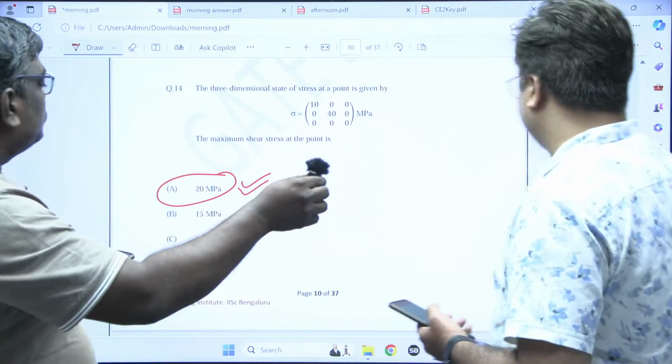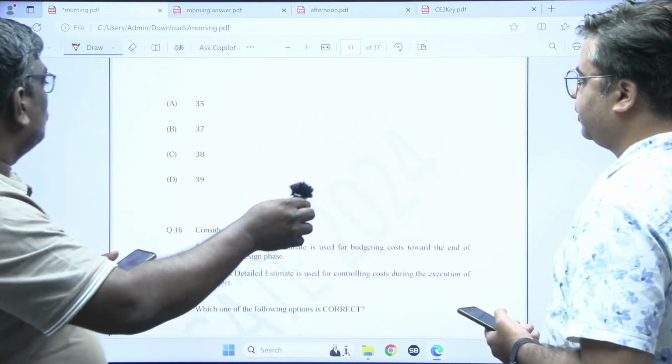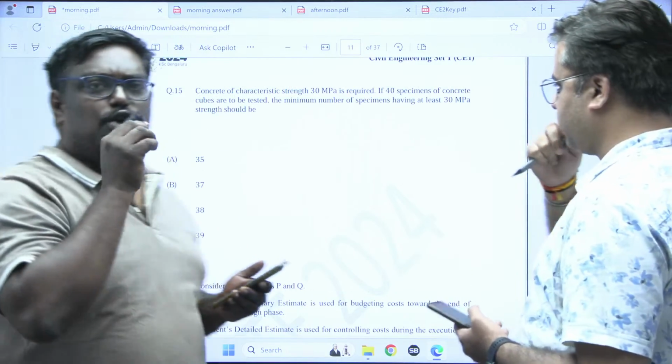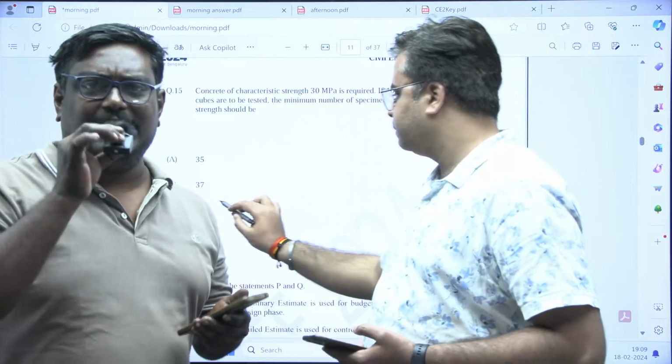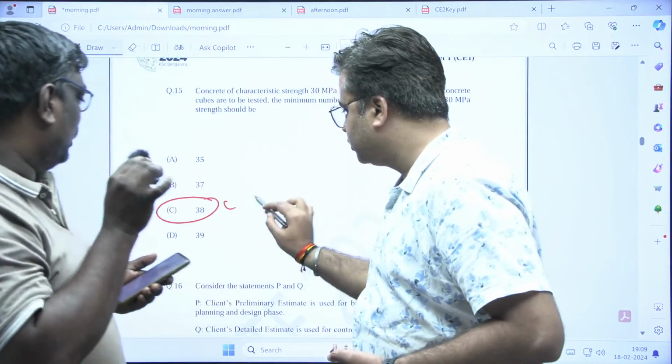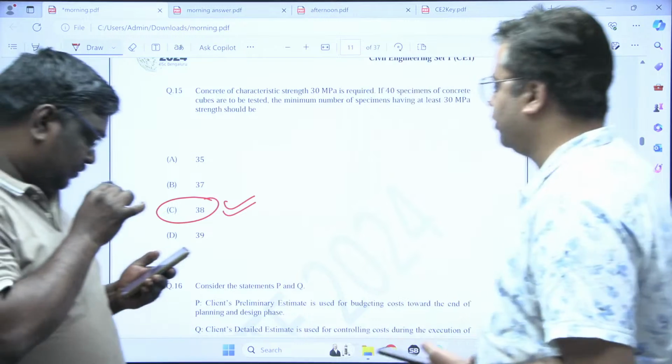Moving on, next is the 15th. I told you it is a characteristic strength, so with 95% probability the answer is 38, even in the official key. So option C is the correct option.